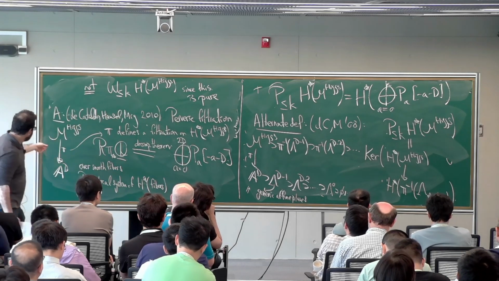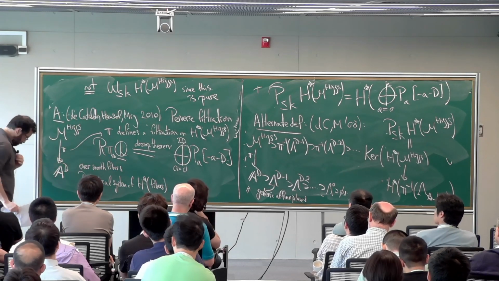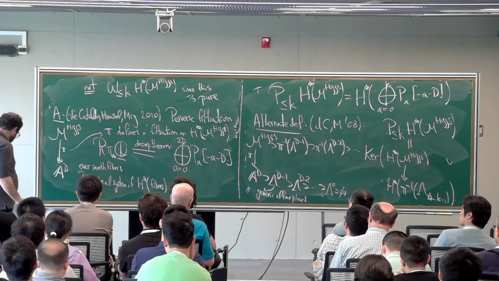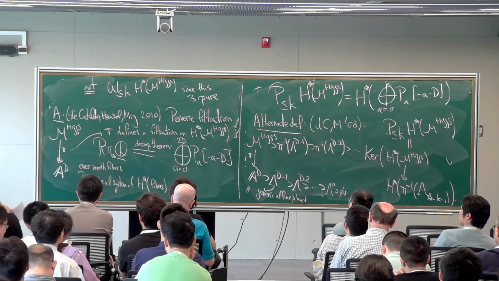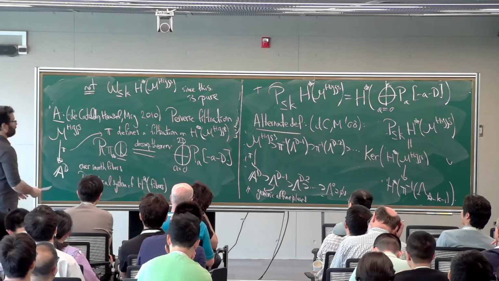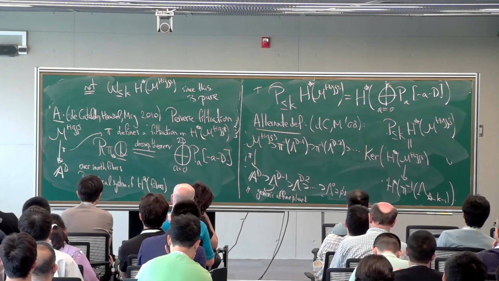And so I want you to think about this perverse filtration as some measure of the complexity of the singularities of this map. Okay.